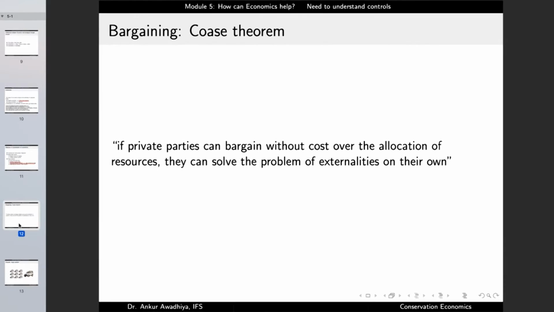If private parties can bargain without cost, that is, it should not cost both these parties to come together in terms of time or in terms of money, that is, the transaction costs are reduced. So if the private parties can bargain without cost over the allocation of resources, they can solve the problem of externalities on their own.